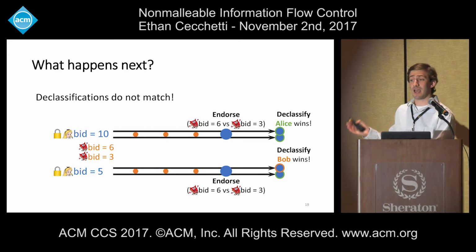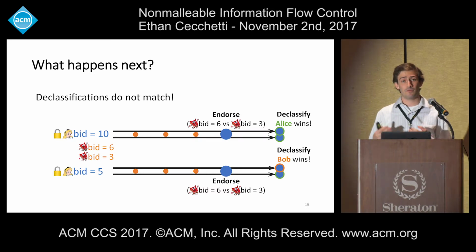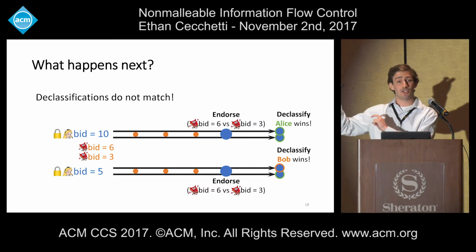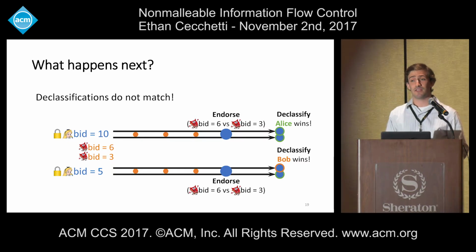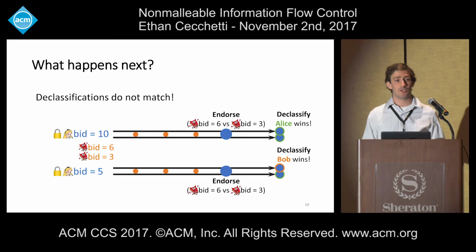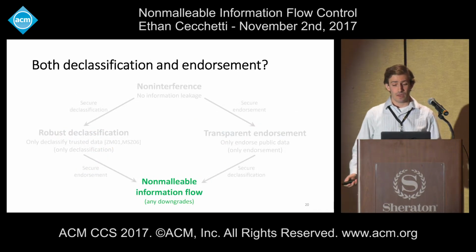Now, this auction is actually secure, but transparent endorsement and robust declassification both require that we be able to pair up traces in this way and have them match each other. And clearly, that's not the case if we see Alice for 3 traces and Bob for 1. So while this auction is secure, neither of these 2 conditions can actually recognize that. And we need a condition that can.